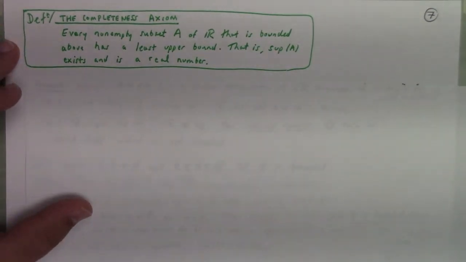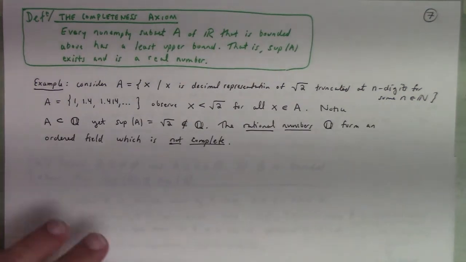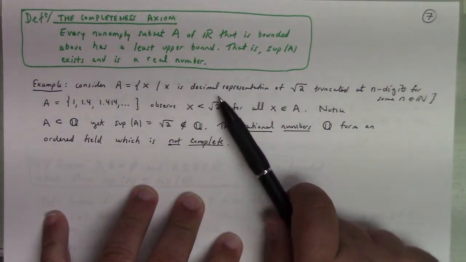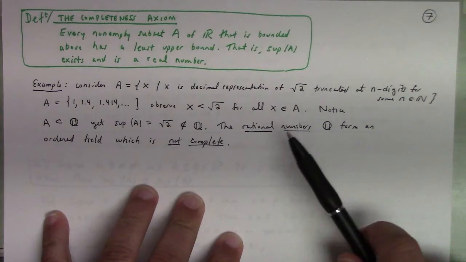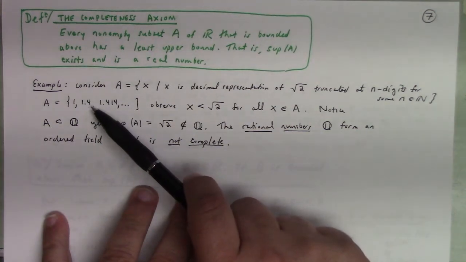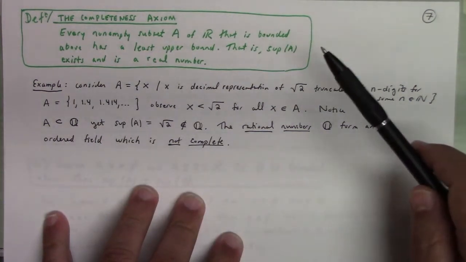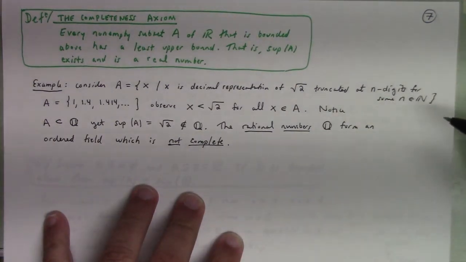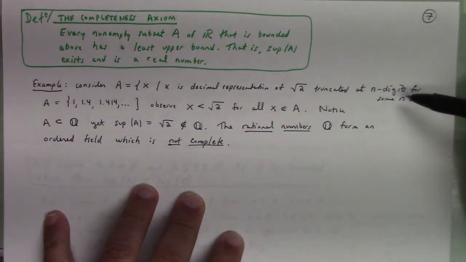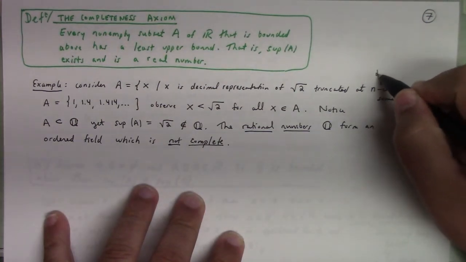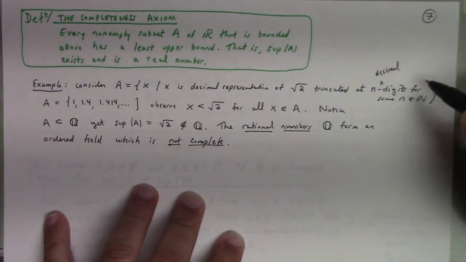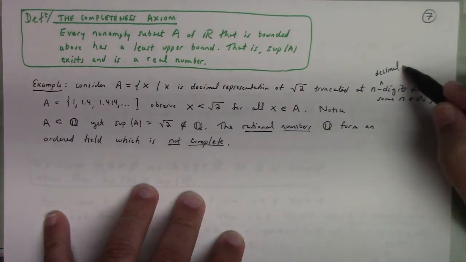So let me show you a set of numbers which is like the real numbers but doesn't have this: the rational numbers. We could look at the set of x such that x is a truncated decimal representation of the square root of 2 out to n digits. Truncated at n decimal places. Let's say places. I like that better.